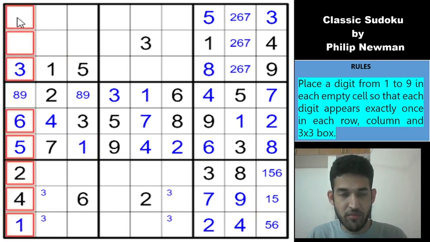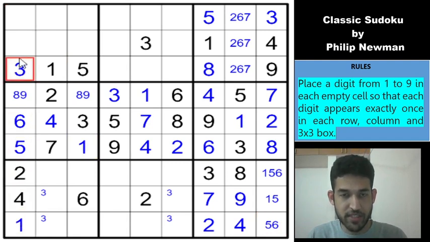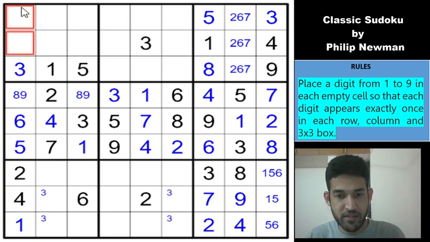And now if you look at columns 1, 1, 2, 3, 4, 5, 6. So remaining digits must be 7, 8, 9. Let me pencil mark them.